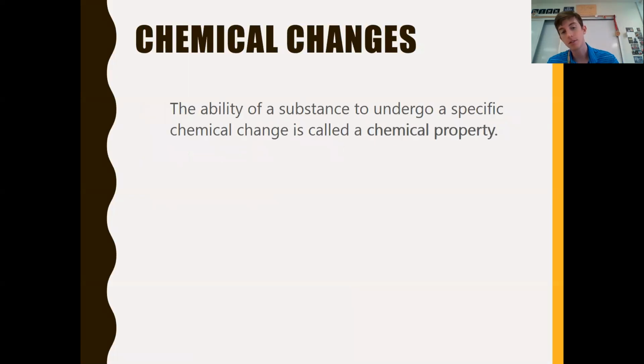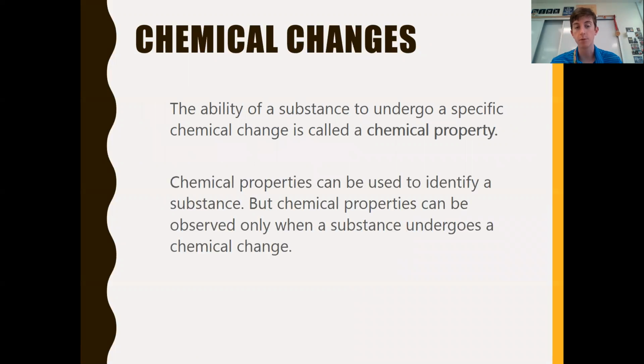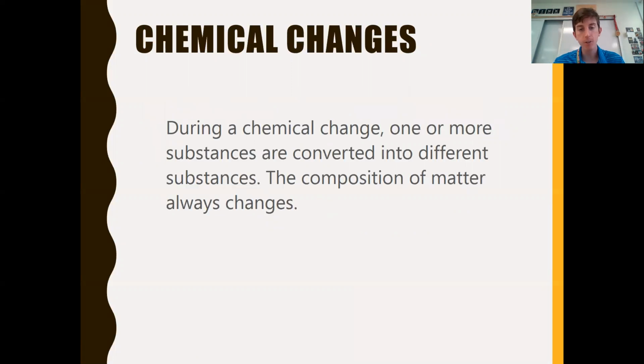The ability of a substance to undergo chemical change is called a chemical property, and we can use this to identify substances. So later on in the year, I will give you an unknown, and based upon how that unknown chemical reacts with other chemicals that you do know, you will be able to identify it, and it's pretty neat.